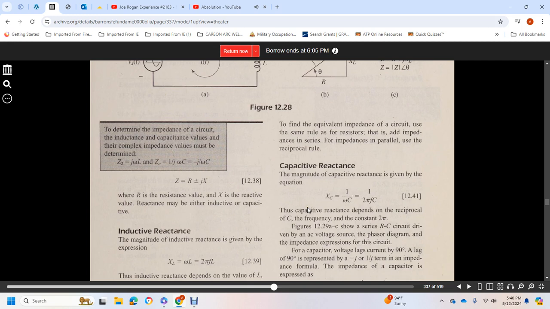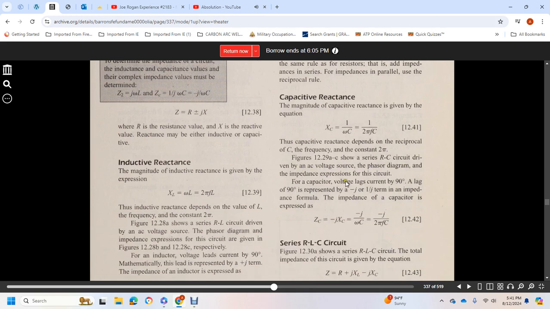Figures show a series RC circuit driven by an AC voltage source, with the phasor diagram and impedance expression for the circuit. The capacitor voltage lags the current by 90 degrees, which is represented by a negative j, or 1 over j, in the impedance formula. The impedance of the capacitor is expressed as: impedance of the capacitor is equal to the reactance, minus j over omega C, or minus j over 2 times pi times the frequency times the capacitance.